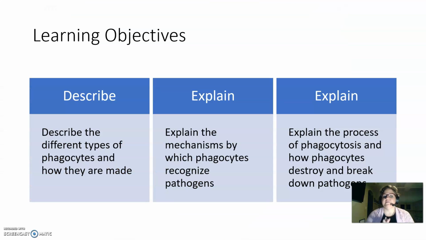At the end of this presentation, there are a couple of learning objectives that you should be able to do. You should be able to describe the different types of phagocytes and how they're made, explain the mechanisms by which phagocytes recognize pathogens, and explain the process of phagocytosis and how phagocytes destroy and break down pathogens.